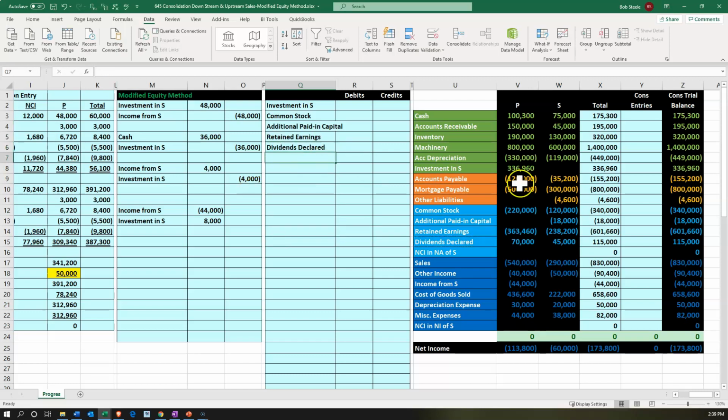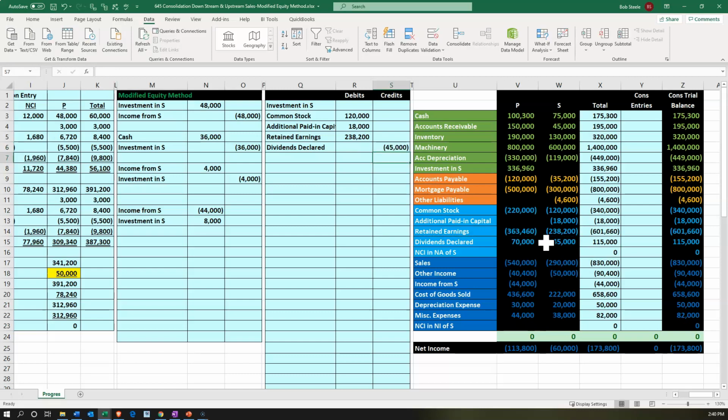And I'm basically going to record those first for S's portion. So I'm going to remove S's portion. So there's a credit here. We're going to debit on this side. So we'll debit then the 120. Then we're going to debit the 18. Then we're going to debit the retained earnings for the 238.2. Then we're going to credit the dividends for the 45,000.